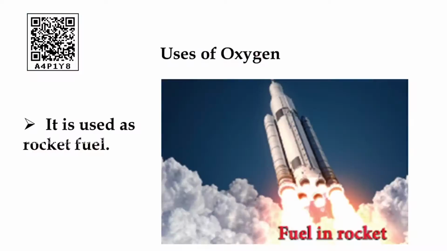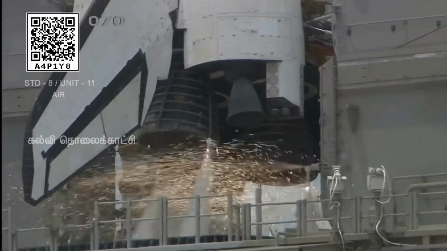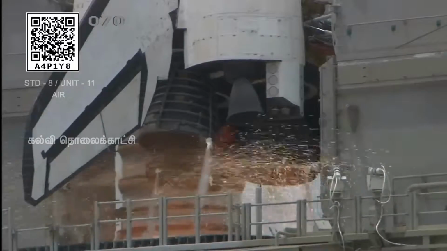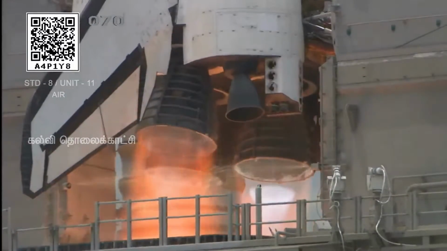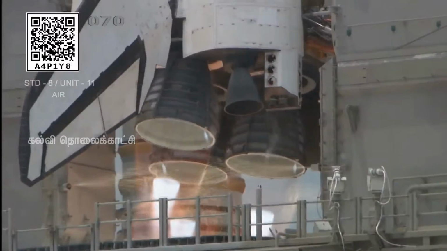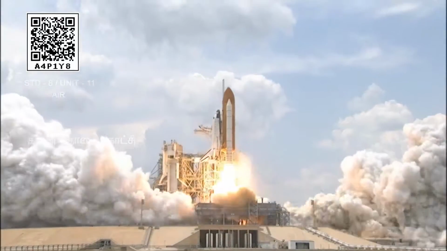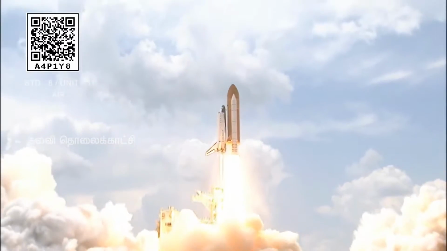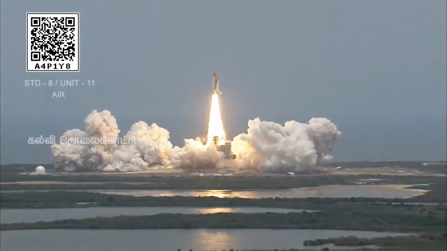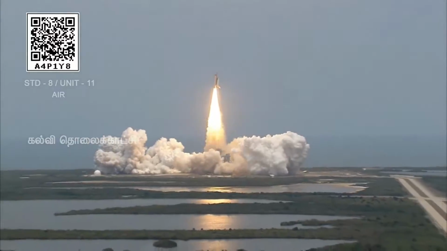Then next, one of the important uses is as rocket fuel. A rocket is a weightless material, so only then does it pass away from our earth's surface. So we are using a weightless fuel like oxygen. It has much lesser weight, but it produces a much greater quantity of energy. Then only is the rocket pushed up from the earth's surface. So one of the important uses of oxygen is as a rocket fuel.